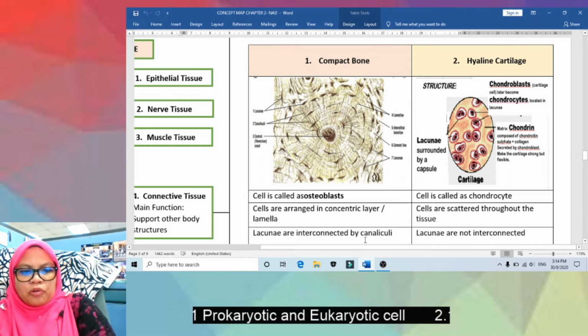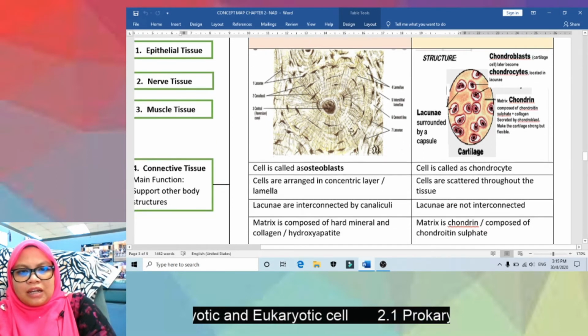For compact bone, lacunae are interconnected by canaliculi. So here is canaliculi, here is the lacunae. So the lacunae are interconnected by the canaliculi. Whereas in hyaline cartilage, the lacunae are not connected. So here is lacunae. So boleh nampak lacunae tidak berhubung to each other. Then the matrix of the compact bone is composed of hard mineral and collagen. But the matrix of hyaline cartilage is chondrin, okay, which is made from chondroitin sulfate.